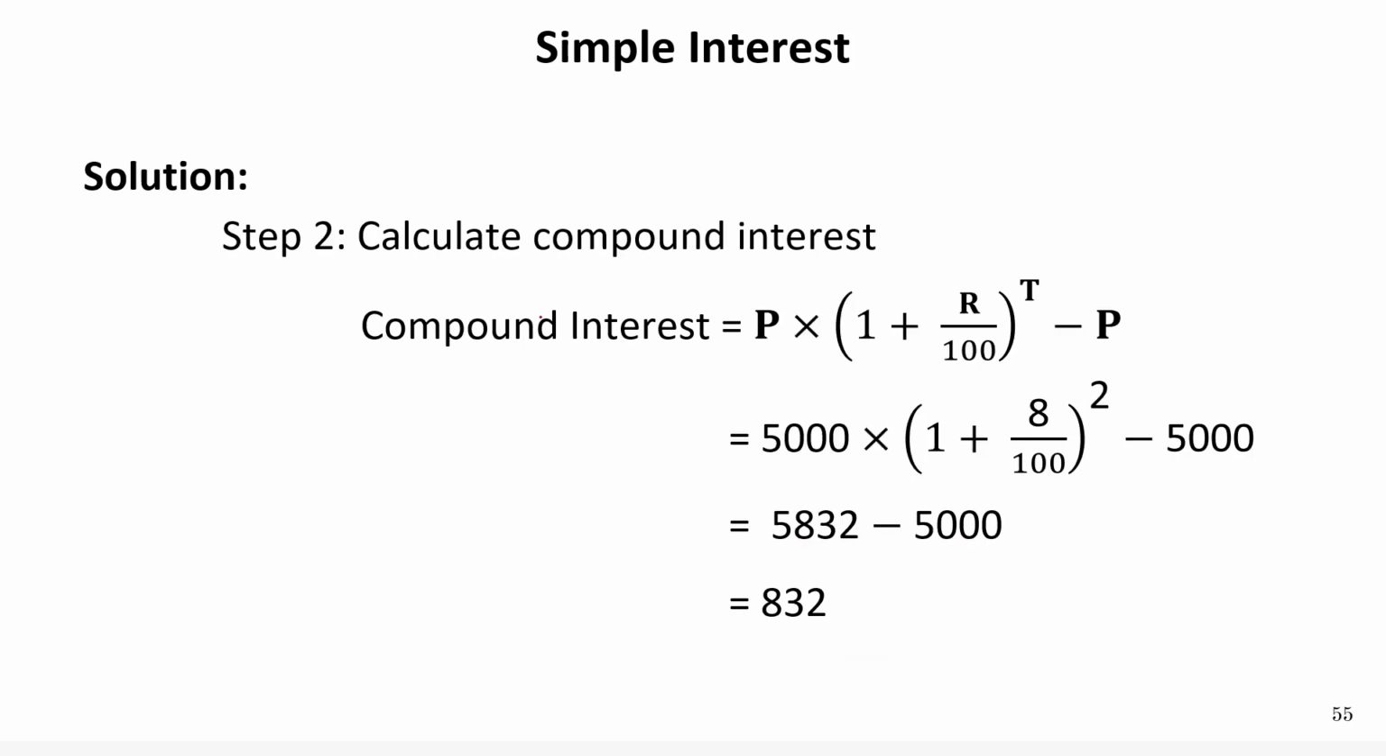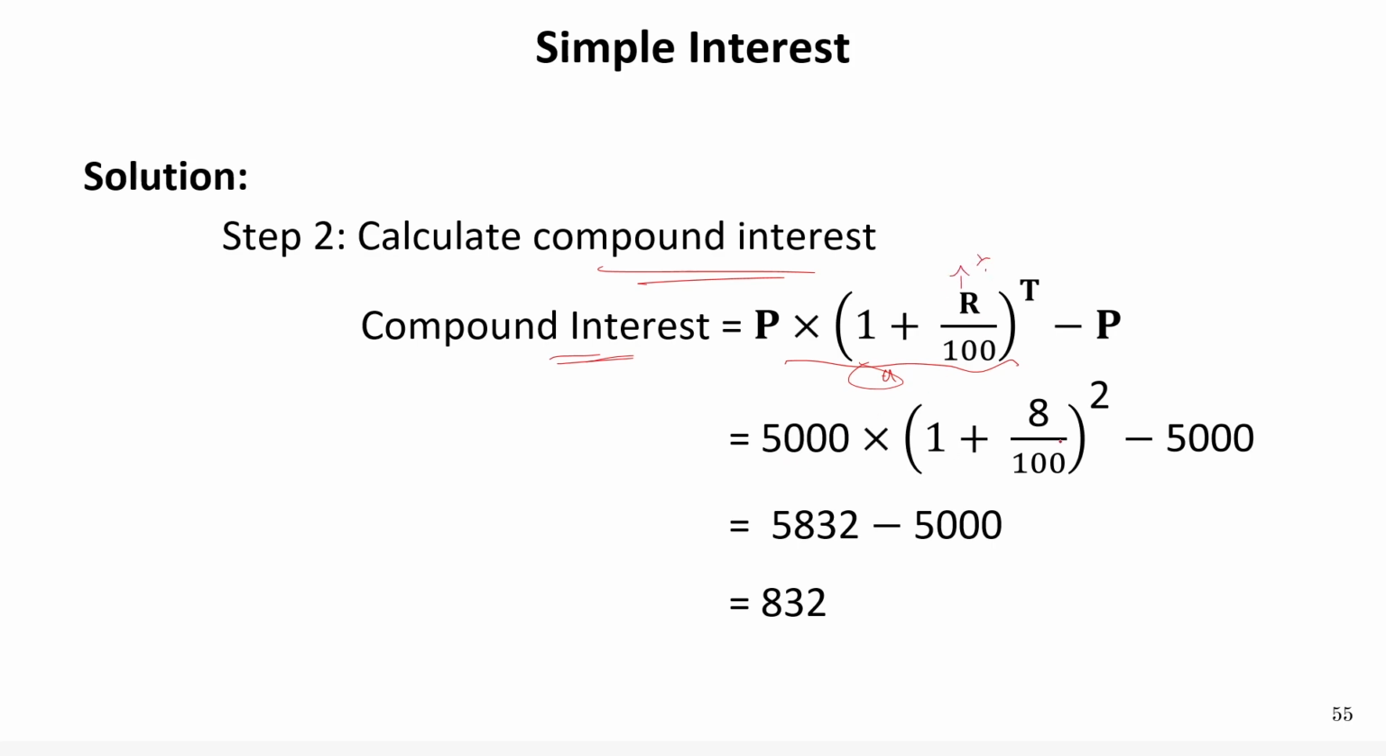800, right? So calculating the compound interest. The formula for compound interest is P into (1 plus R by 100) whole power T minus P, right? Because this formula is for total amount. So subtracting P from it, we get the compound interest. Here R is in percentage, right? That is why we have divided it by 100.